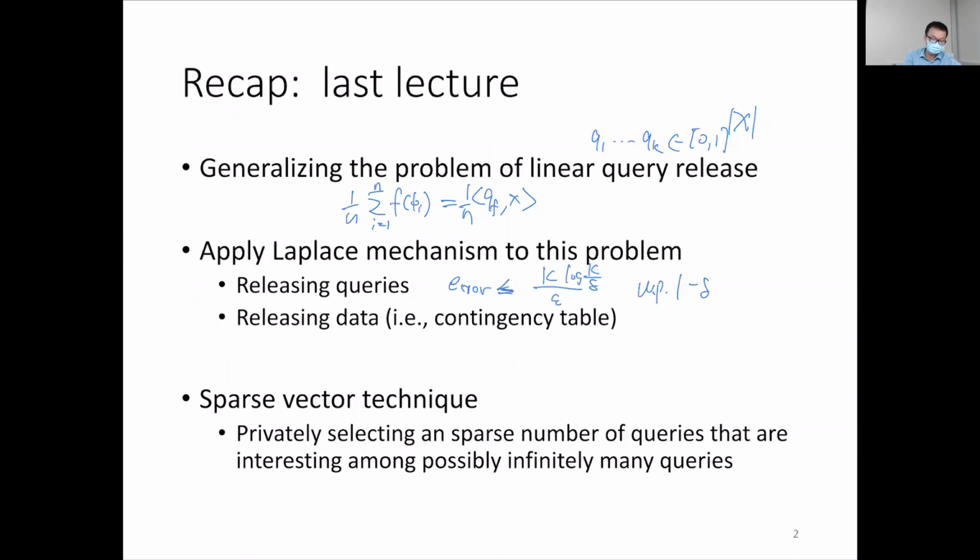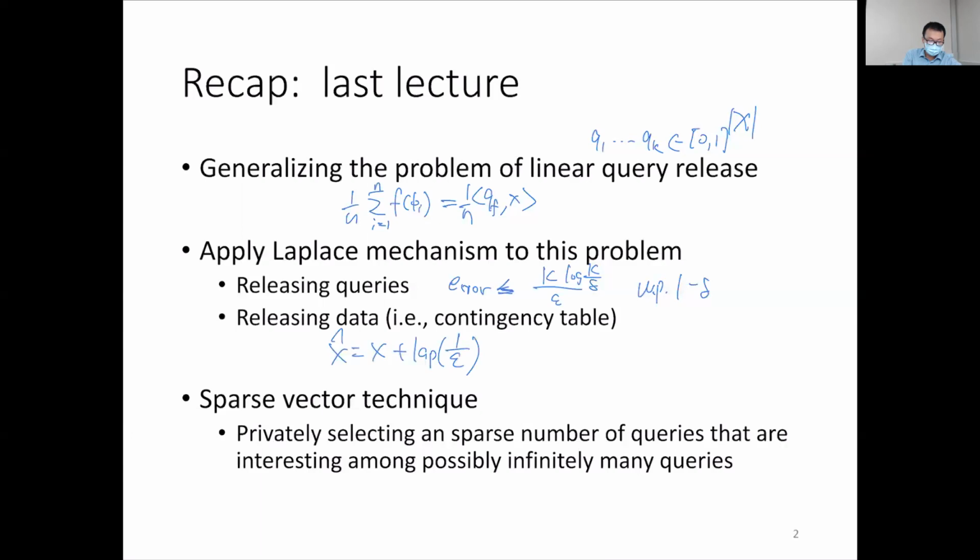so that the total privacy loss satisfies epsilon dp. An alternative way of applying Laplace mechanism is to directly release X, right? So instead of releasing this, now we can release X hat equals X plus Laplace noise. Now this is because L1 sensitivity of the histogram representation of the data is 1, and we don't need to compose over the many different coordinates, so we can simply add this to achieve epsilon dp.